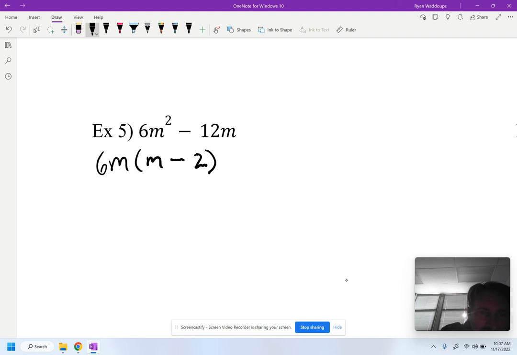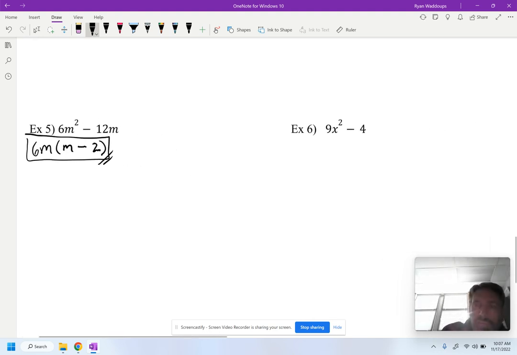We don't have a factoring strategy for m minus 2. So that's so that we leave it. 6m is one of the factors. You could say that's two factors, 6 and m. And then the other factor is m minus 2. So that's it. That's factored. Let's look at example 6.